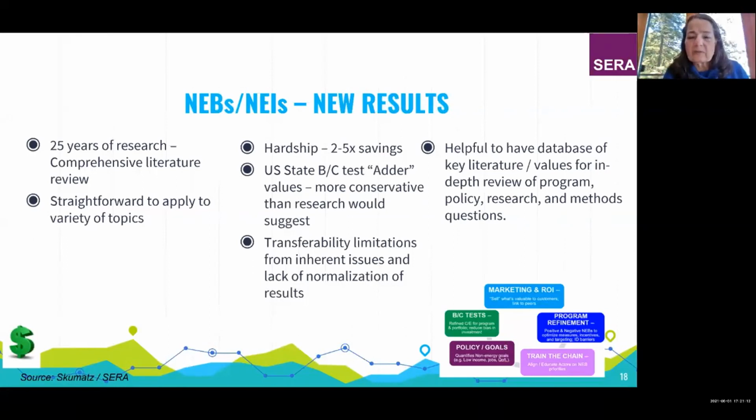And the transferability of NEBs is limited from inherent issues of what is transferable, as well as the fact that a number of these publications don't have information that allows you to normalize and therefore let you scale or transfer NEBs to other locations. I think it's really helpful to have an extensive literature review that lets us use values for in-depth review of program, policy, research, and methods questions.